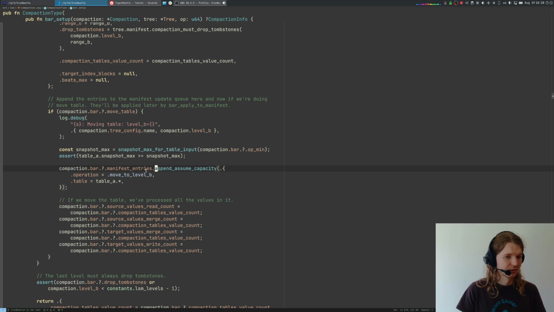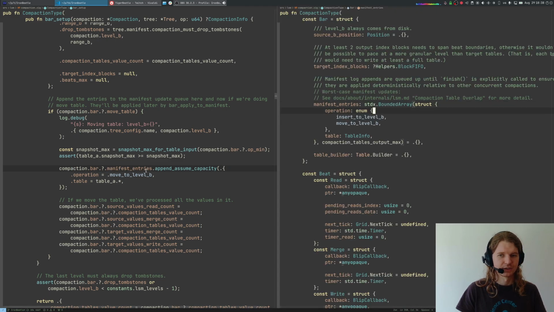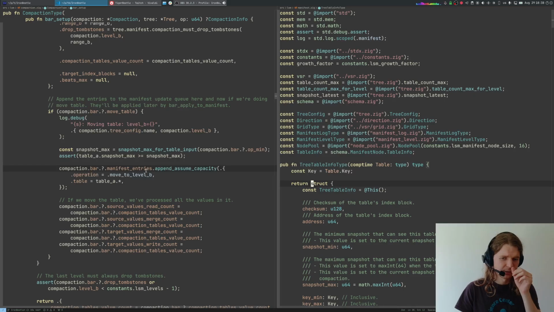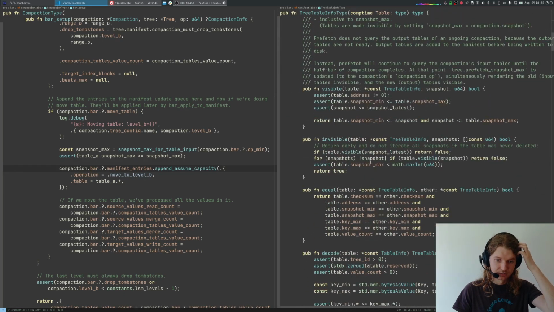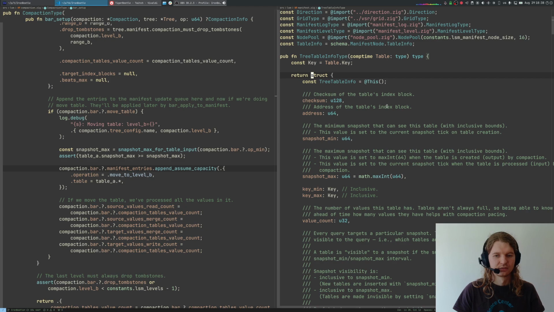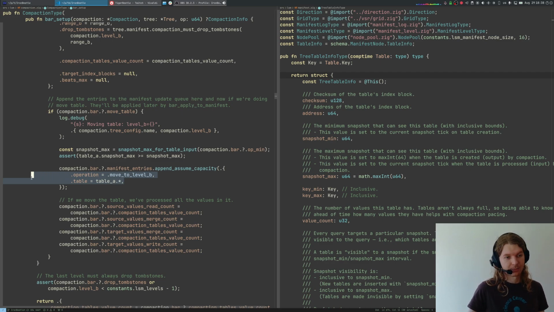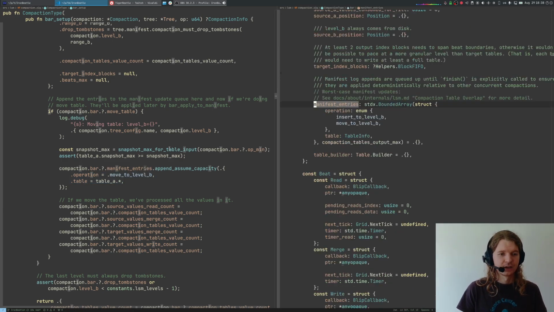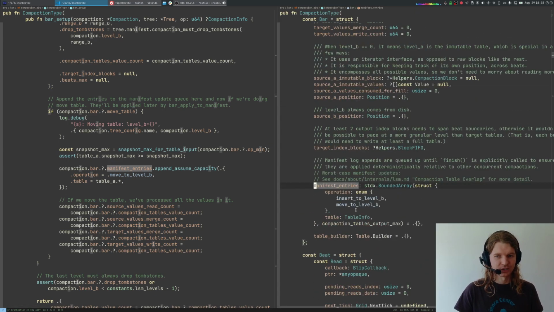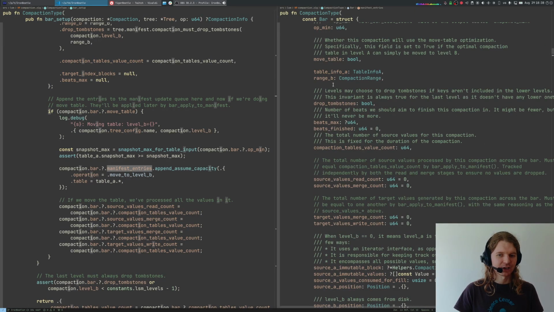And what is the type of this thing? Table info. Does table info record a level? Okay, yeah, I get it. So I'm surprised here, because we actually don't record a level here. And obviously, if we are operating with the manifest, we need to tell our manifest what level we're going to do here. But actually, I lied to you, because this is not the update of the manifest. This manifest entries is a field in our compaction bar.